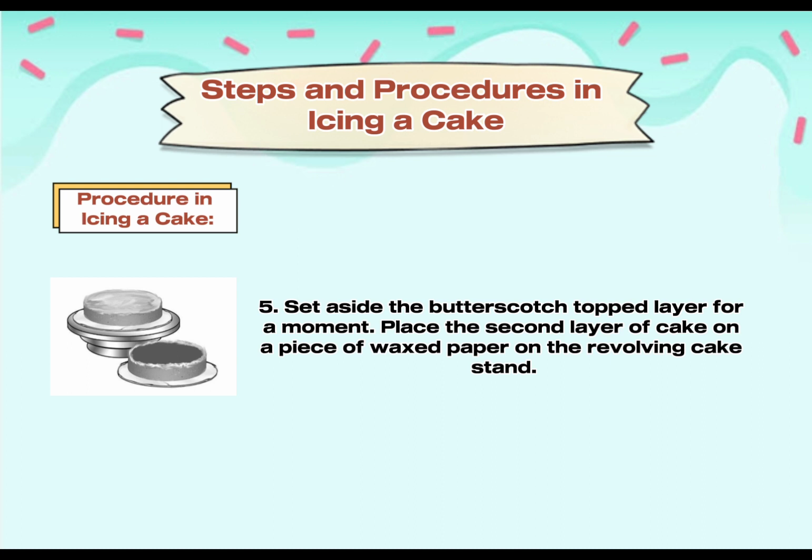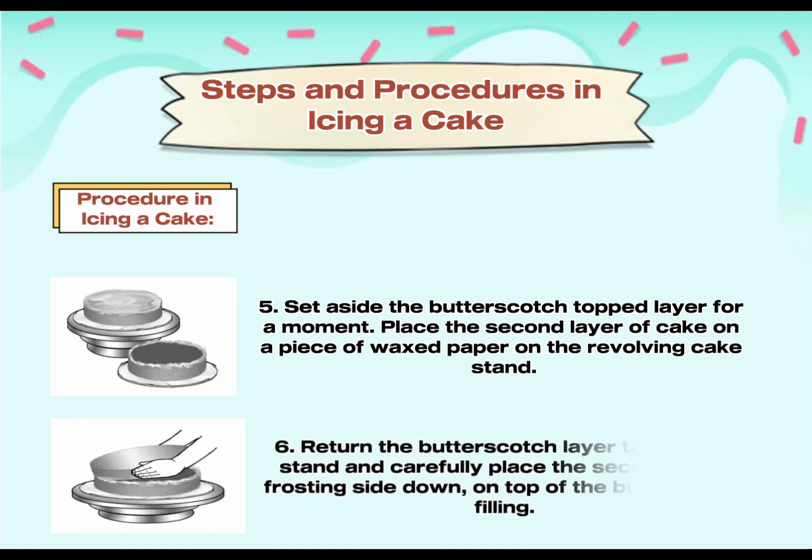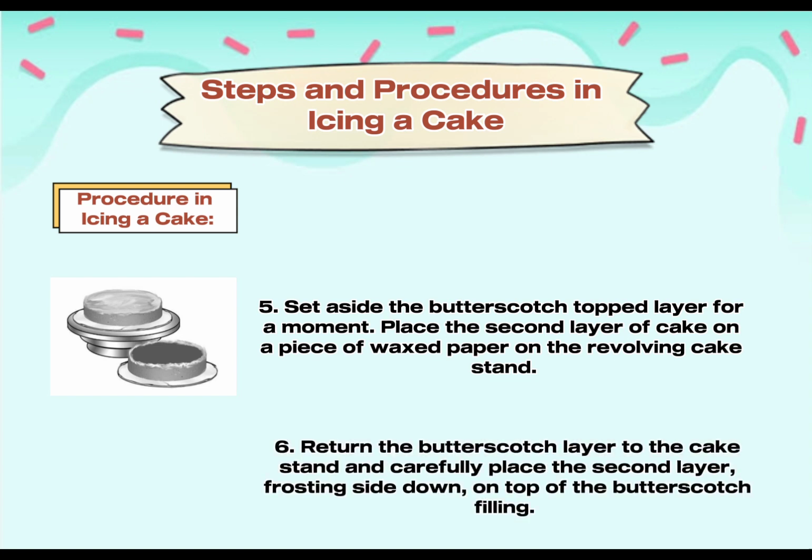Place the second layer of cake on a piece of wax paper on the revolving cake stand. Trim the cake with a serrated knife to even out the cake round just as you did with the first layer. Step number 6, return the butterscotch layer to the cake stand and carefully place the second layer, frosting side down, on top of the butterscotch filling.